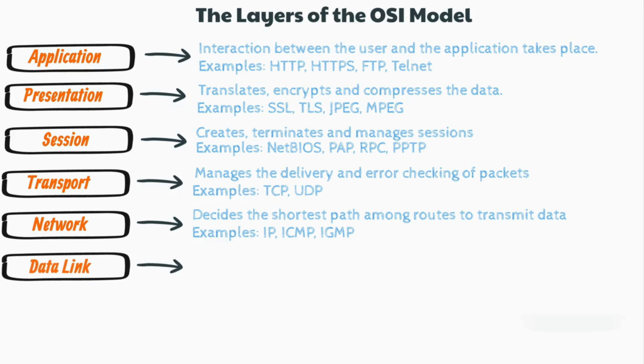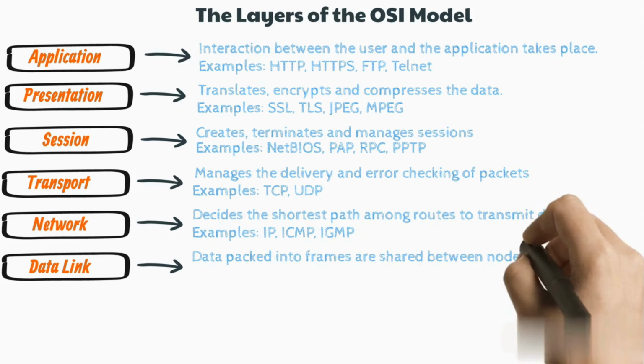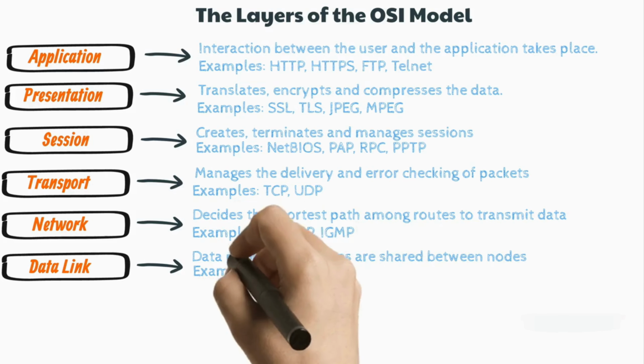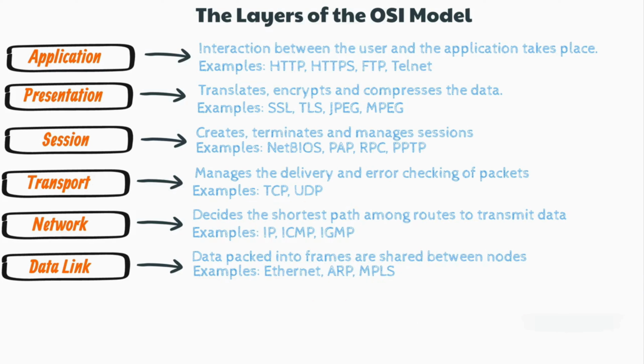6. Data link layer, Layer 2. Function. This layer handles error detection and correction as well as framing. It is responsible for MAC, Media Access Control, addressing, and provides a reliable link between two directly connected nodes. Examples: Ethernet, ARP, Address Resolution Protocol; MPLS, Multi-Protocol Label Switching.